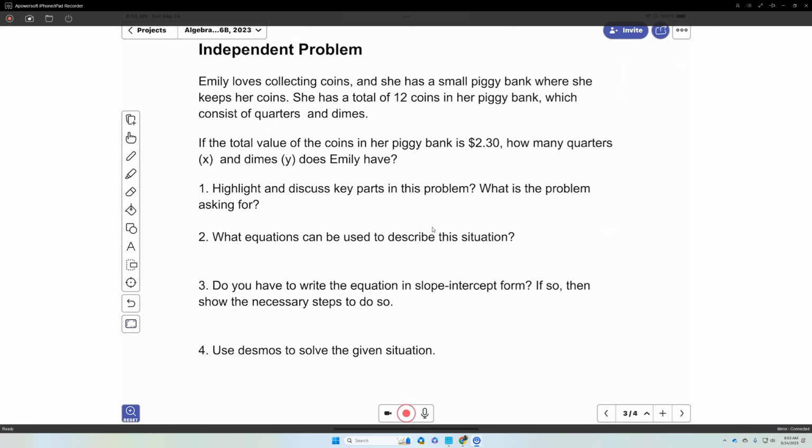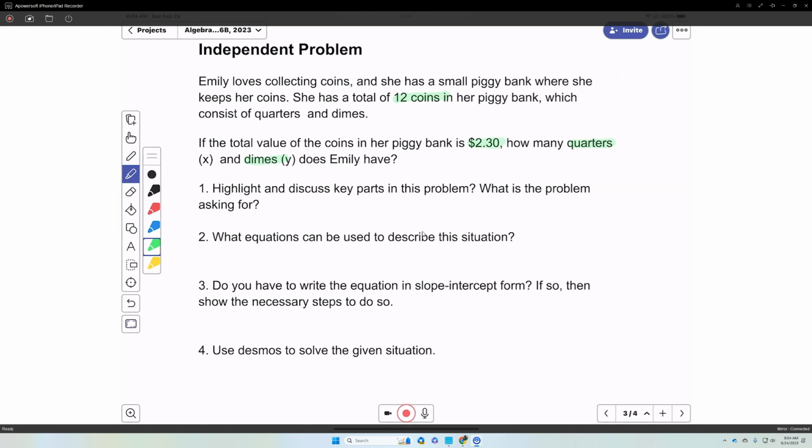Emily loves collecting coins. She has a small piggy bank where she keeps her coins. She has a total of 12 coins in her piggy bank, which consists of quarters and dimes. If the total value of the coins in her piggy bank is 230, how many quarters and how many dimes does she have? So what I'm going to do is highlight the key words: 12 coins, quarters, and dimes. And we have an amount of 230.